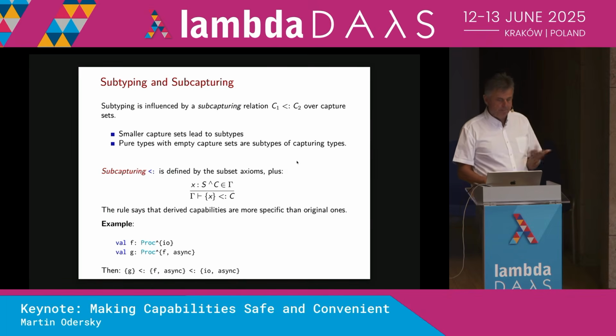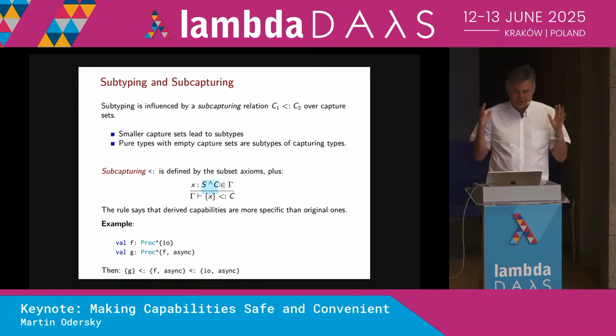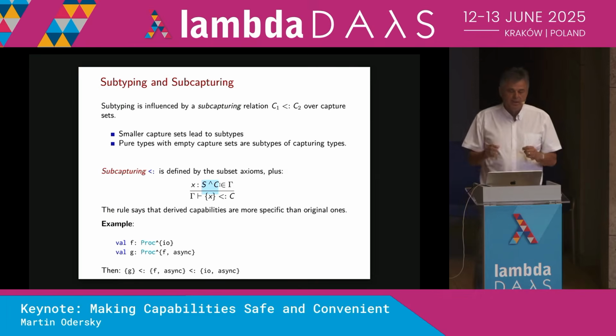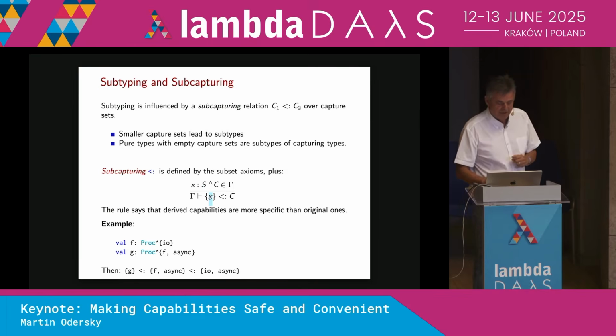And subcapturing is then defined by the subset axiom plus this one, which is actually very important. So you say if we have a variable that has a capturing type in the environment, so it's defined like that, then we can use the capture set of the capability X, and that will be more refined than the capabilities with which it is declared.